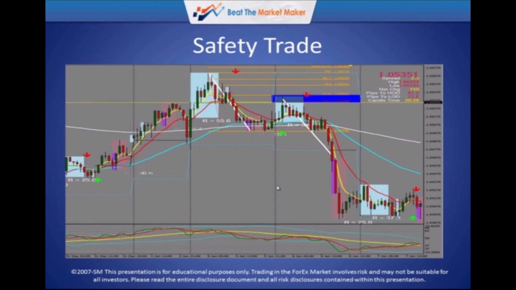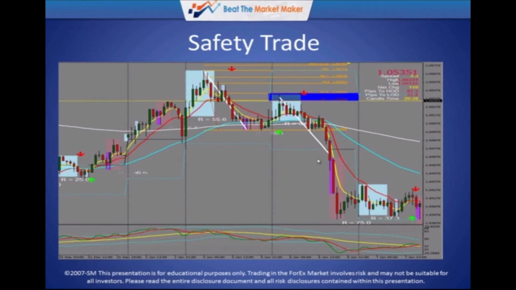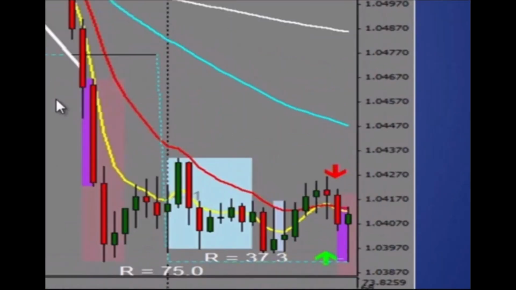Okay, it's an easy way. This would be an abbreviated exit. It's an easy way to grab a decent amount of pips without fear. It should help you overcome some of the things that have been holding you back. That's the whole point of the exercise.